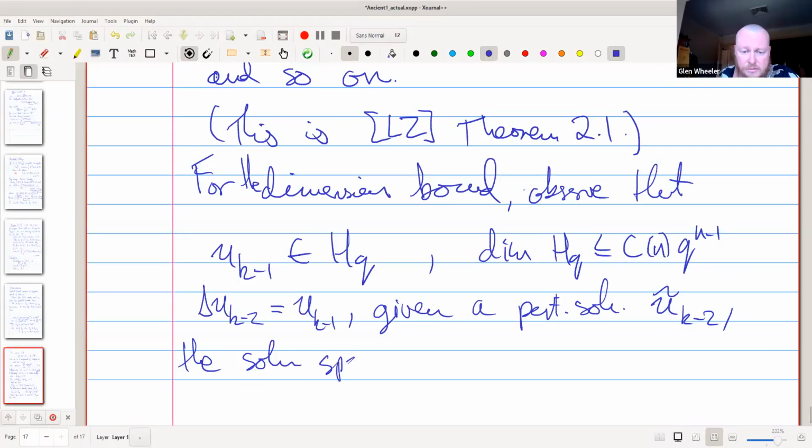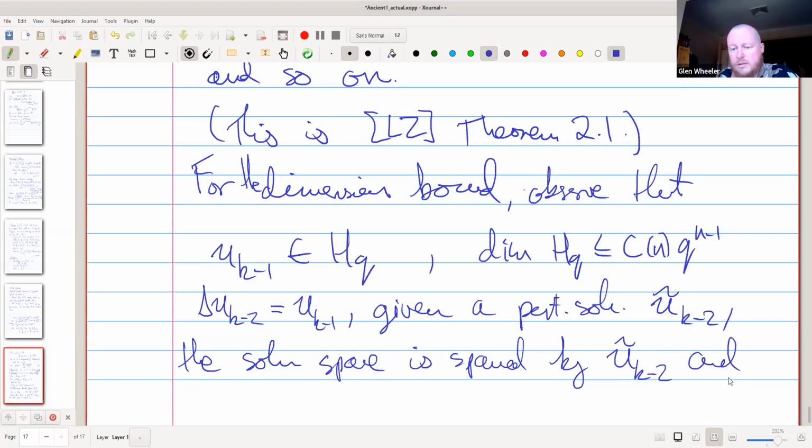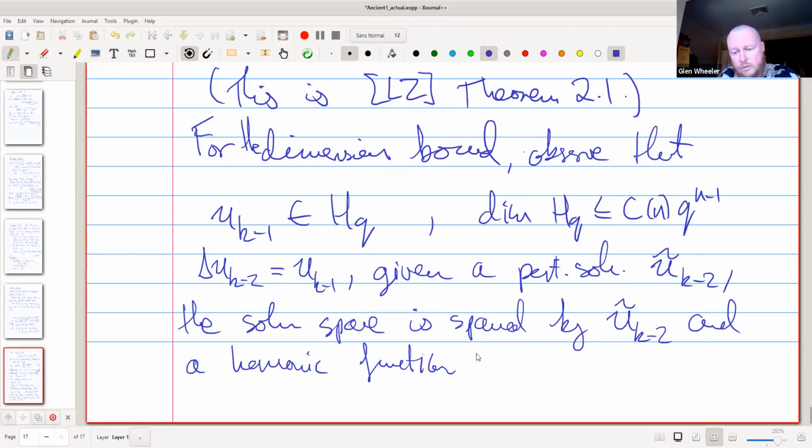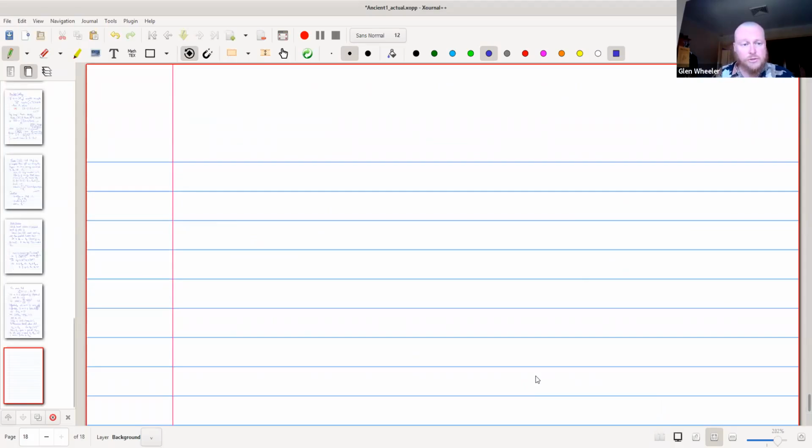The solution space is spanned by this u tilde_{k-2} and some harmonic function. And because of the growth, the harmonic function is going to be in H_{Q-2}. Just like that. And this goes all the way down to u_0.